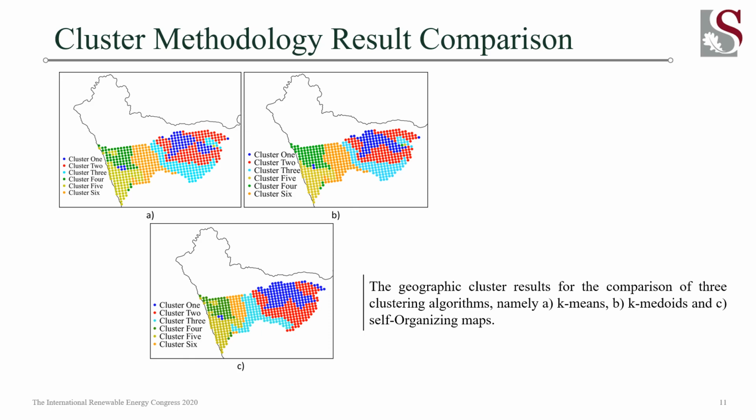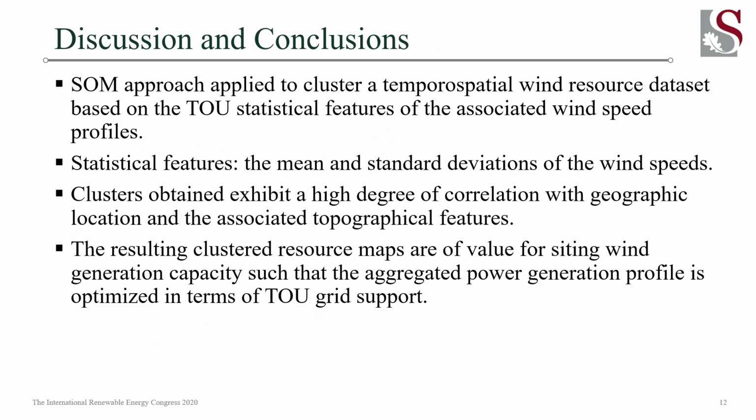And this is especially in view of the fact that the k-means and the k-medoids algorithms are used regularly in this context. Now coming to a close, we see that the self-organizing maps approach is applied to cluster temporospatial wind resource datasets based on the time of use statistical features of the associated wind speed profiles. Now these statistical features are the mean and standard deviations of the wind speed, and the clusters obtained exhibit a high degree of correlation with the geographic location and the associated topographical features.